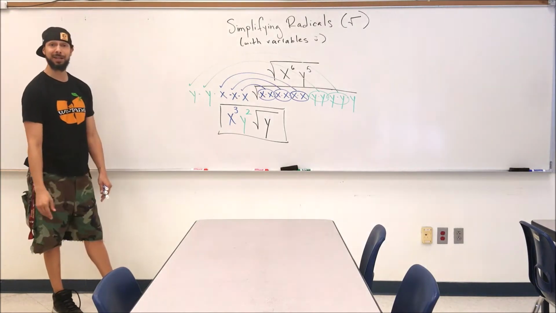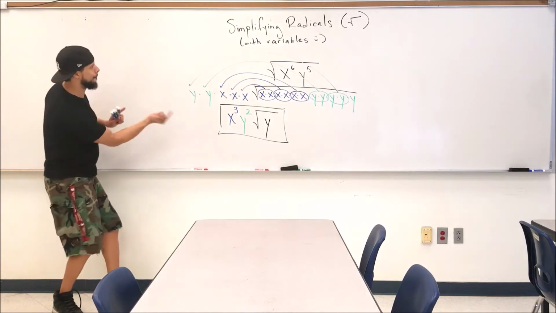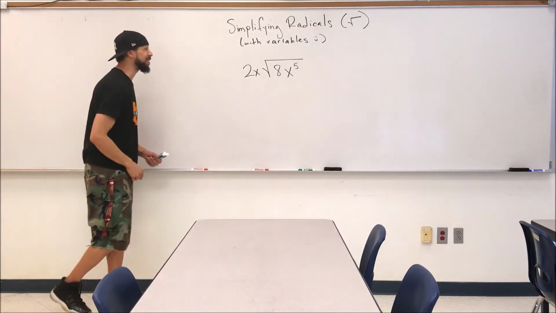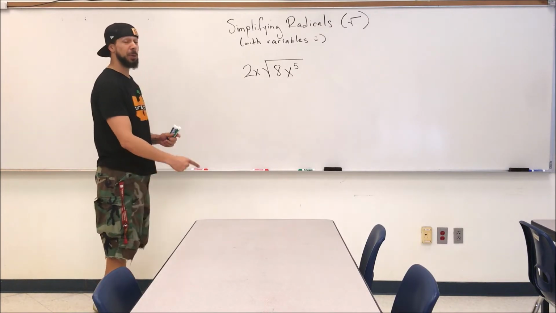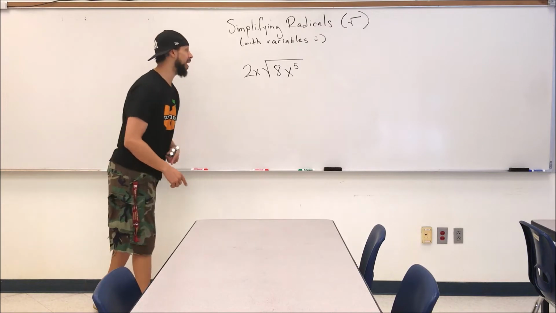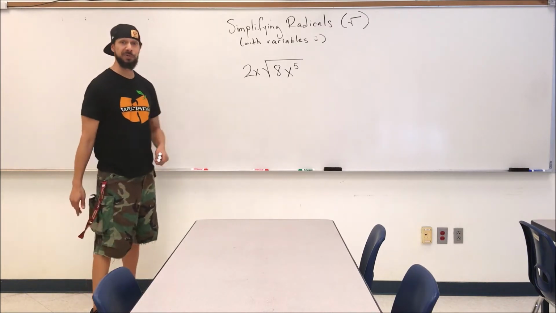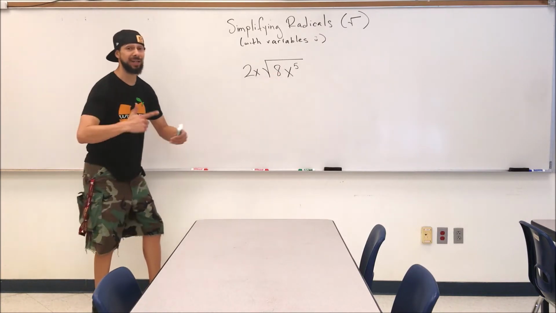Yep, exactly right. Ready to try again? Let's try another one real quick, see if we can sink this in. Yeah, now we're talking. We'll kick it up a notch. So I got a lot of stuff going on in here, right? So we have numbers inside, we got numbers outside, we got letters inside, we got letters outside. So you remember what we do first? Exactly right. Let's focus on the inside and let's start breaking that stuff down.